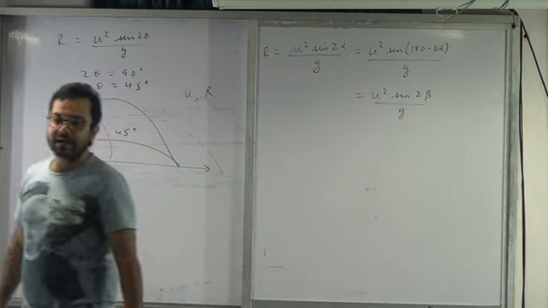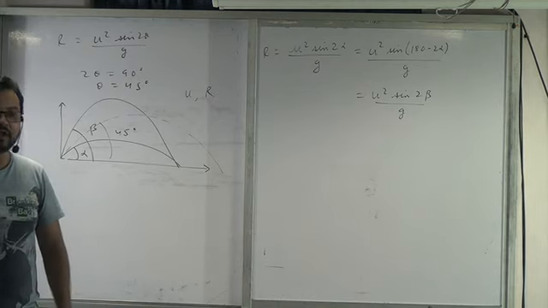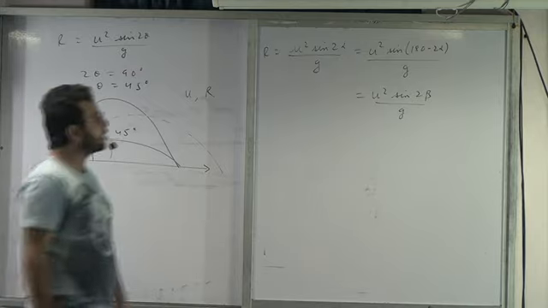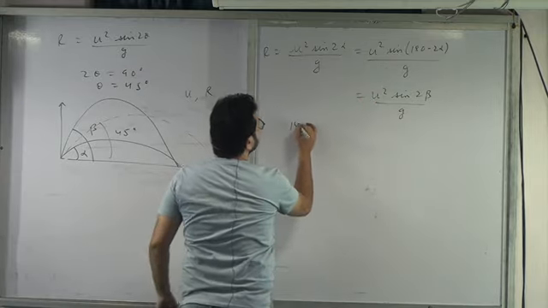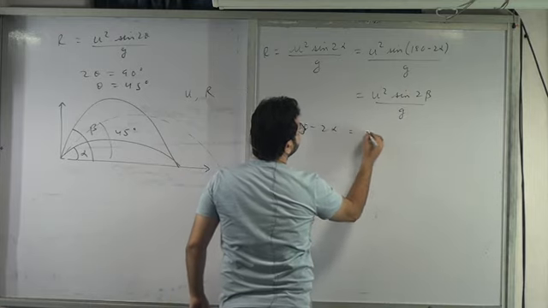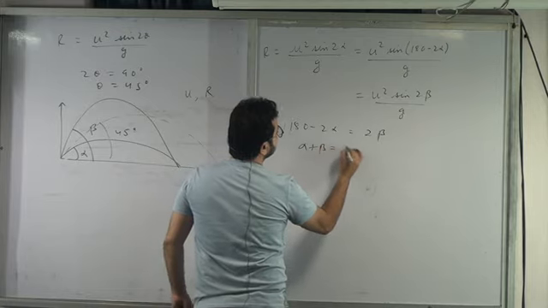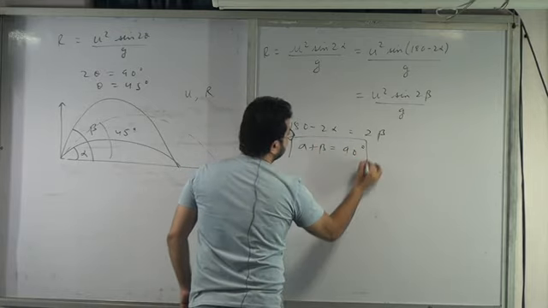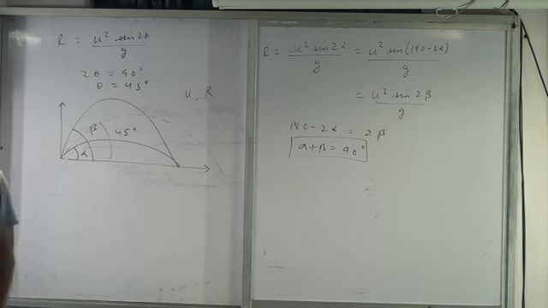Will this be the range at angle beta? Both of them will be the same. The range will be the same. Is that right? So now can I compare these two? If I compare these two, what do I get? I get 180 minus 2 alpha is equal to 2 beta. So that will give me alpha plus beta is equal to 90 degrees. That means when this happens, both the angles will be complementary.